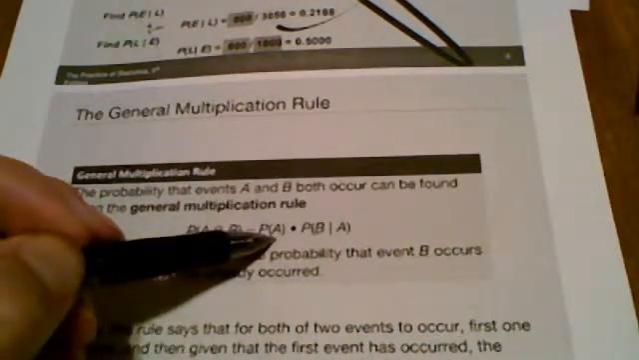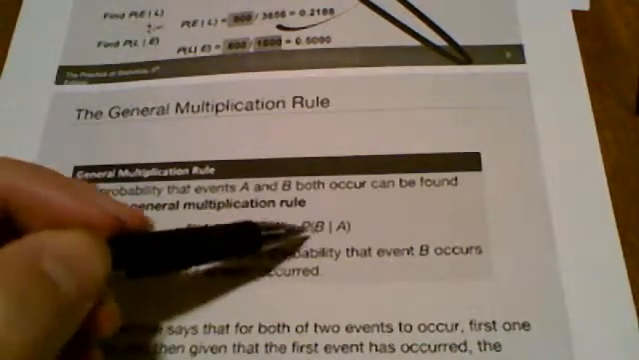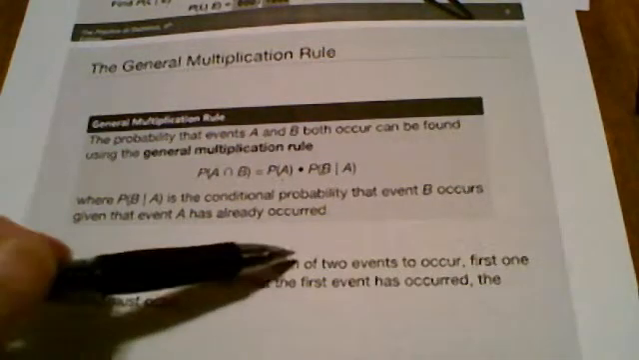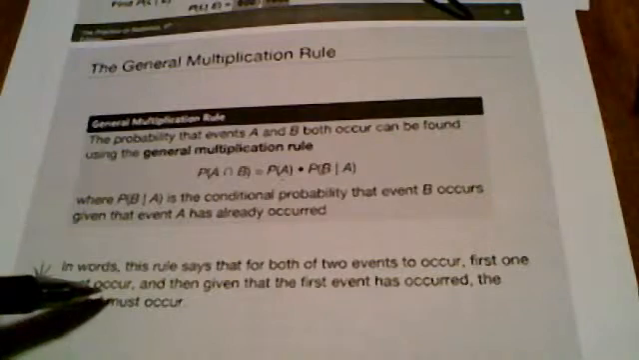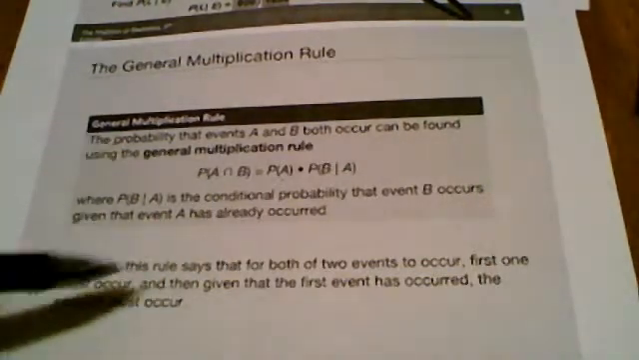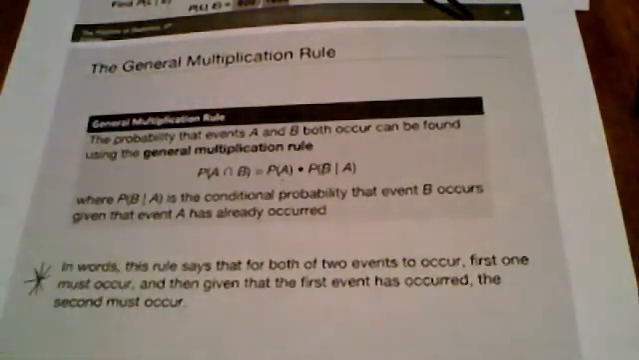Well, we already said that A happened here, so this is really just A times B. So if you look at it in words, this rule says that for both of two events to occur, the first one must occur, and then given that the first event has already occurred, the second must occur.